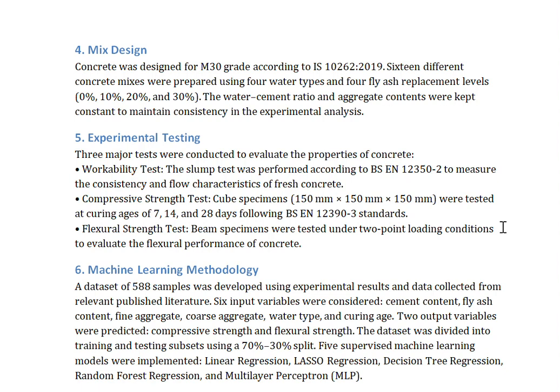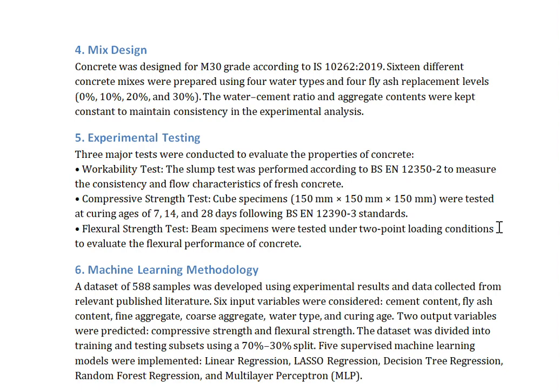Mix design. Concrete was designed for the M30 grade according to IS 10262 2019. 16 different concrete mixes were prepared using four water types and four fly ash replacement levels: 0%, 10%, 20%, and 30%. As we know, the water cement ratio and the aggregate content were kept constant to maintain the consistency of the experimental analysis. Now we'll discuss the experimental testing.